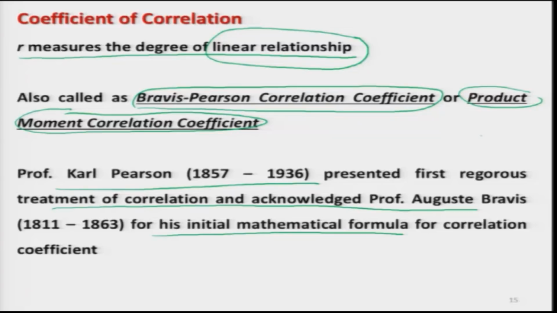And this is also called the product moment correlation coefficient. Why is it called the product moment correlation coefficient? You might recall that we had learned the definition of the rth central moment, and it was given as 1 upon n summation i goes from 1 to n, xi minus x bar raised to the power of r.